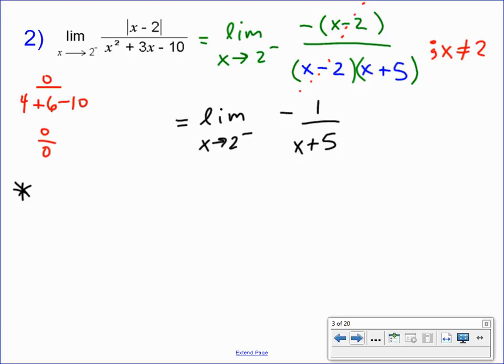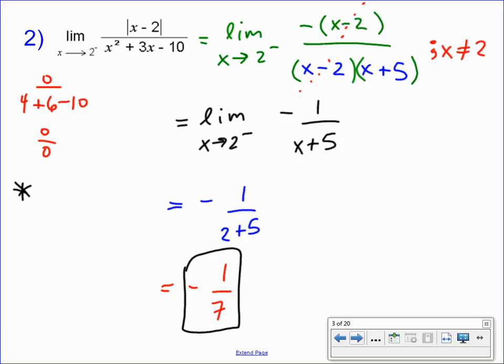Yes, so I can evaluate through direct substitution. I can drop the limit. I don't have to write LIM any longer, and I'll get negative 1 over 2 plus 5. And I get negative 1/7. Raise your hand if you already had negative 1/7. Negative 1/7? Woohoo! Good job, you guys.